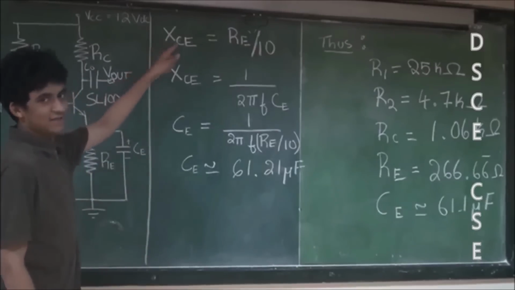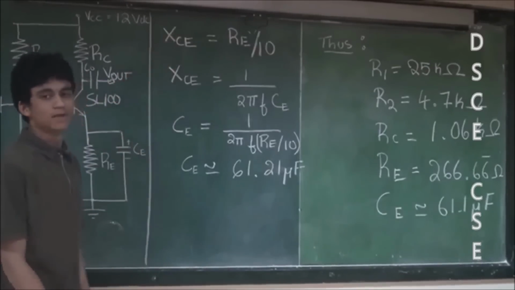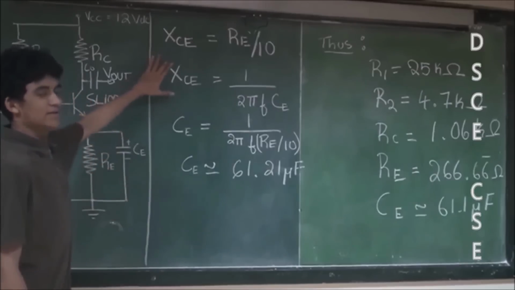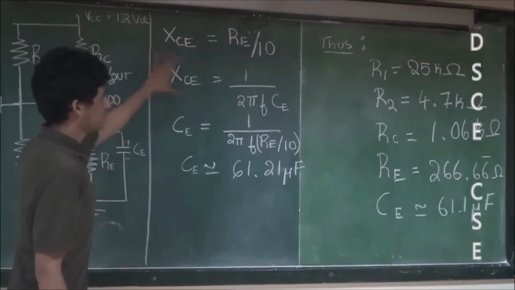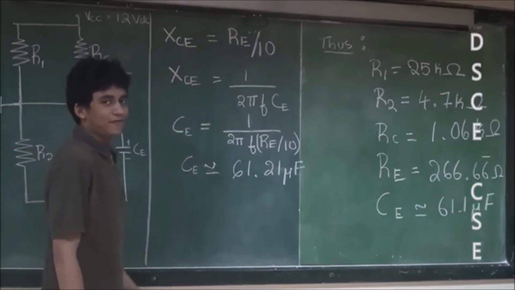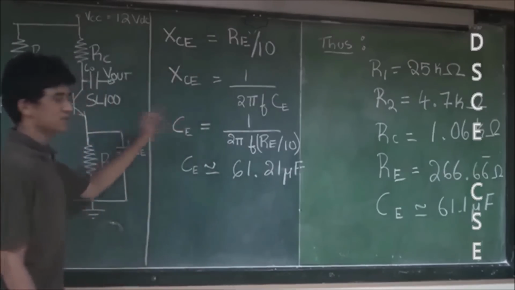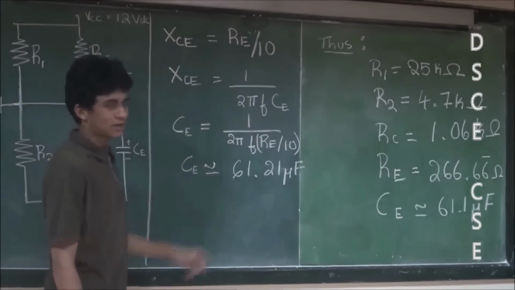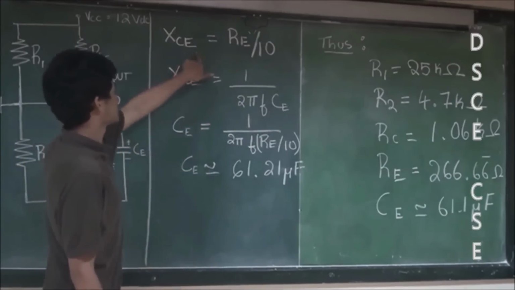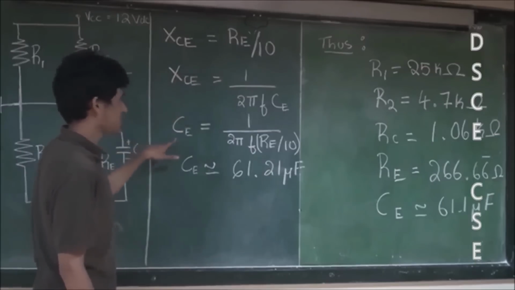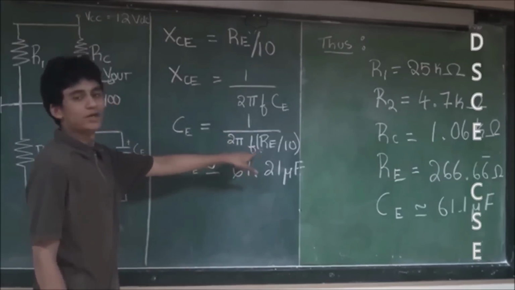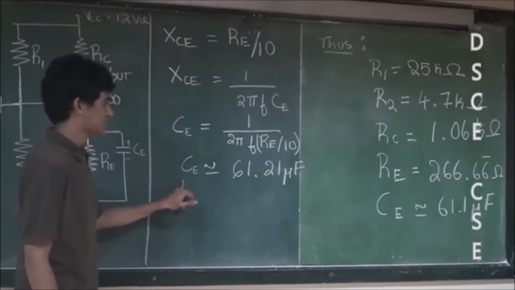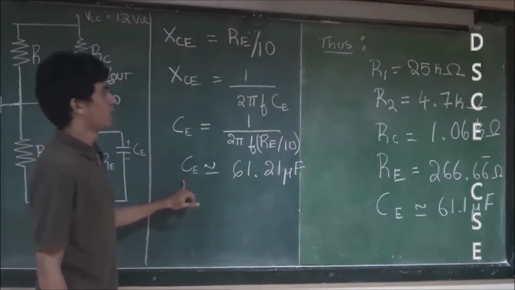Here we have XCE, which is the impedance across the capacitor. We know that this is equal to RE by 10. This impedance is also given by another equation, XCE equals 1 by 2 pi F CE. F is the frequency of the amplifier. Now we can solve for CE because we know all the other values. By substituting this into this equation, we get CE equals 1 by 2 pi F into RE by 10. By solving for CE, we get CE value as 61.21 microfarad.